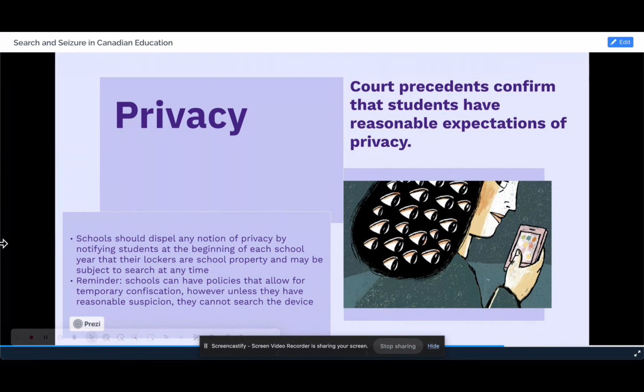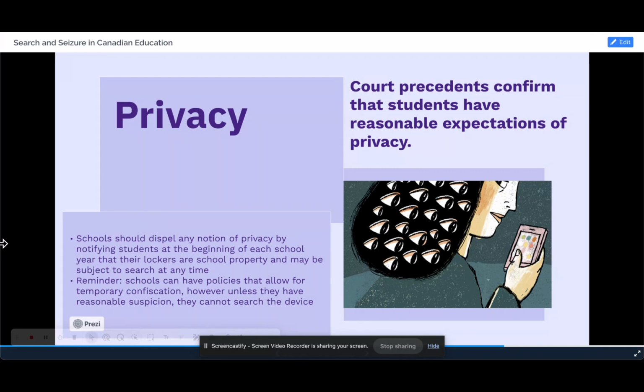However, unless they have reasonable suspicion, they cannot search the device. That provides a great deal of assurance in safeguarding students' privacy barrier. Mainly, the big idea, or the TLDR that we're trying to get across, is that the court precedents confirm that students have reasonable expectations of privacy, and the school officials must work within legal frameworks to administer search and seizure.